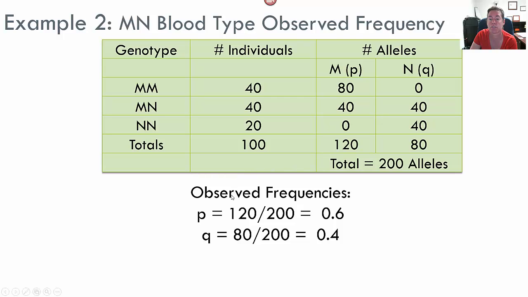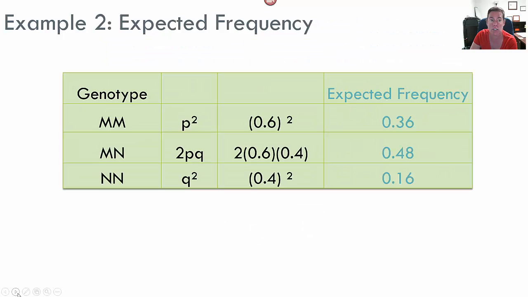This is twice the number of individuals because each individual has 2 alleles. We calculate the observed frequencies for each allele type. P, or in this case M, equals 120, the total number of M alleles, divided by 200, the total number of alleles in the population. 120 divided by 200 equals 0.6. Q, or in this case N, equals the total number of the recessive alleles, 80, which is the total number of N alleles, divided by 200, the total number of alleles in the population, equals 0.4. 0.6 and 0.4 equal 1. These are the observed frequencies of the M and N alleles in the population.